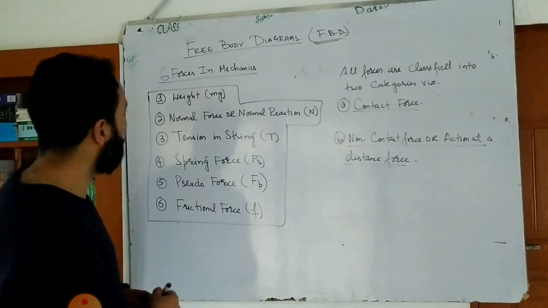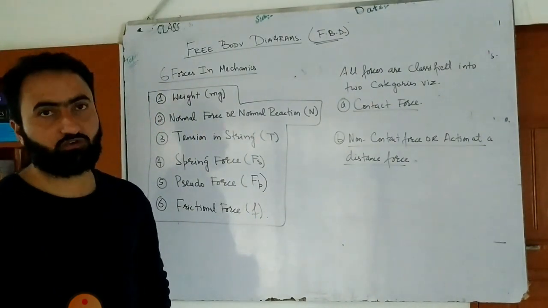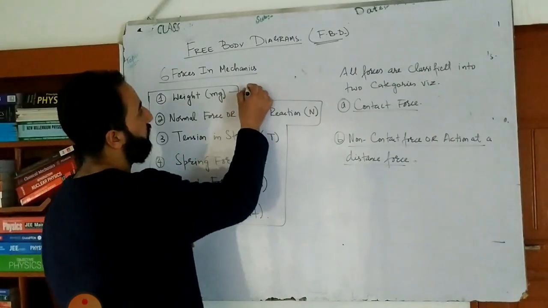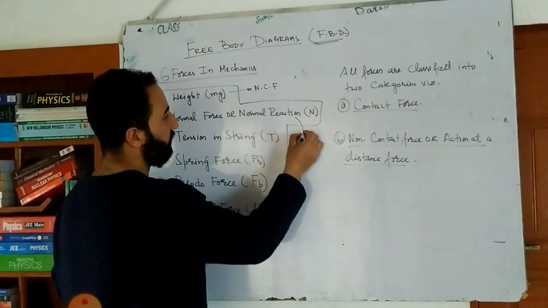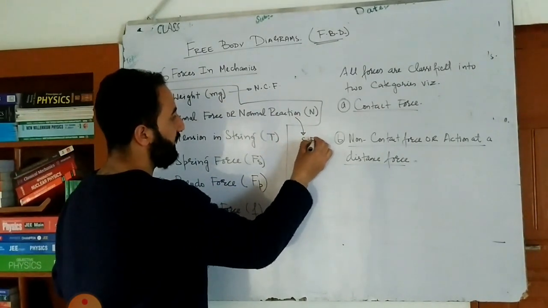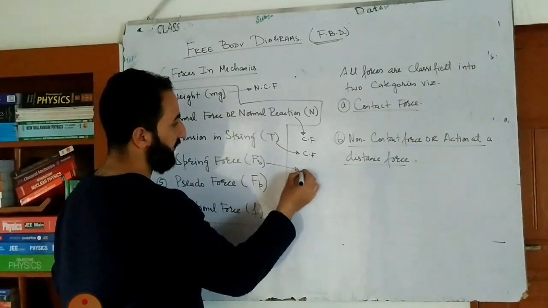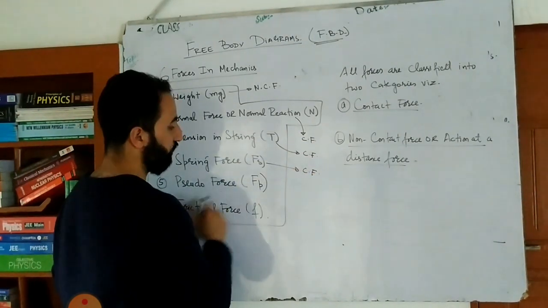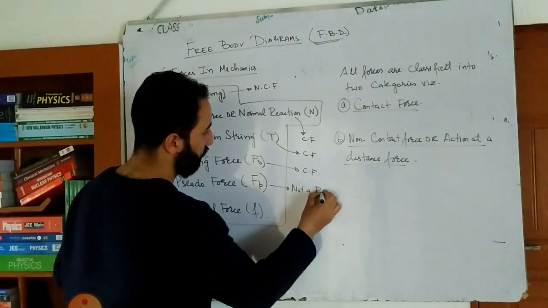For example, weight is a non-contact force. Normal force is a contact force. Tension in string is a contact force. Spring force is a contact force. Pseudo force, it's not a real force.